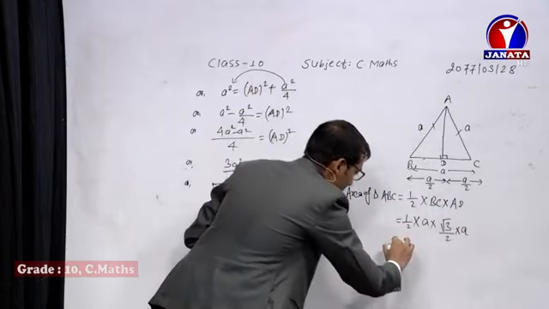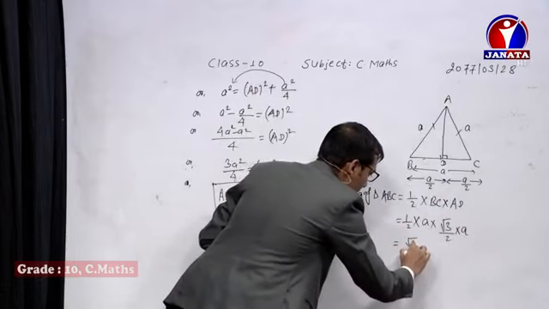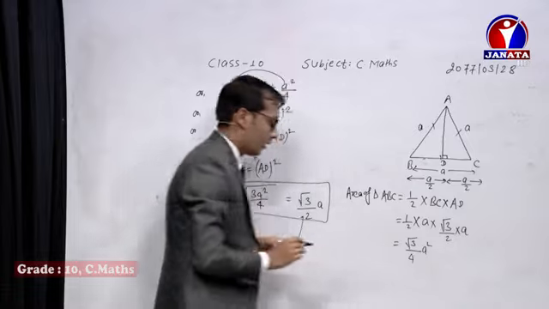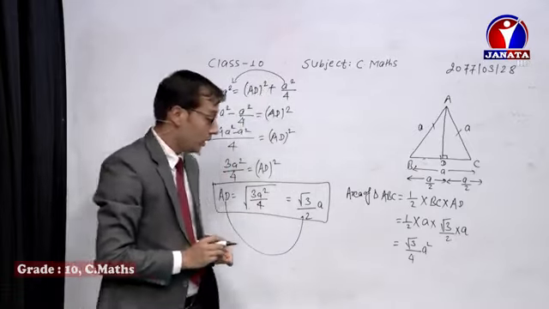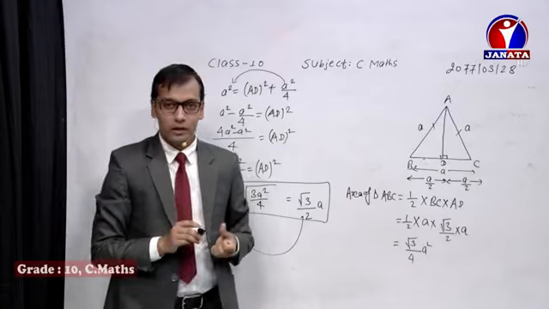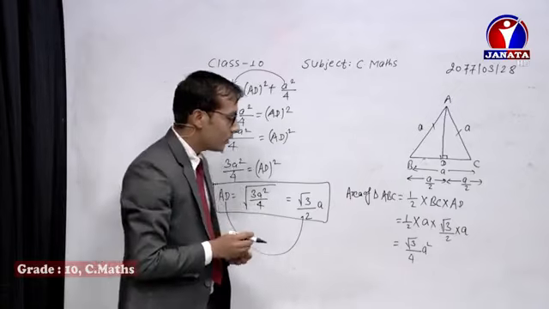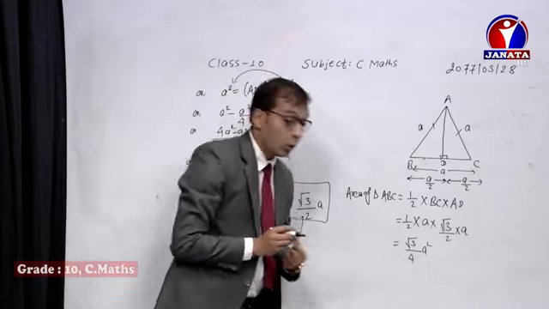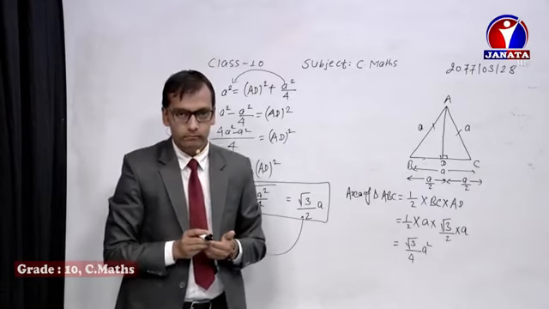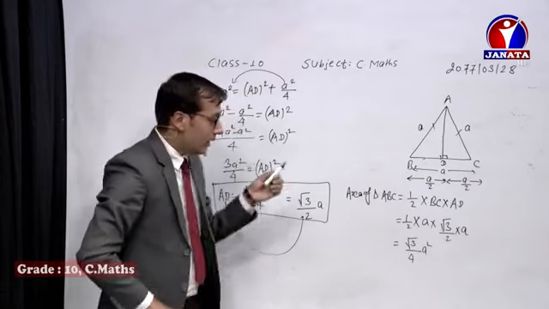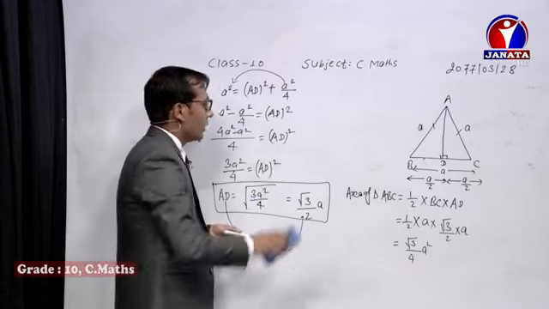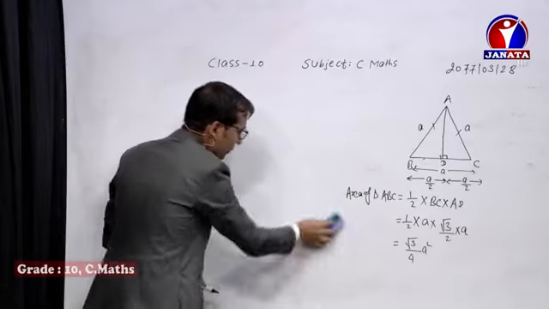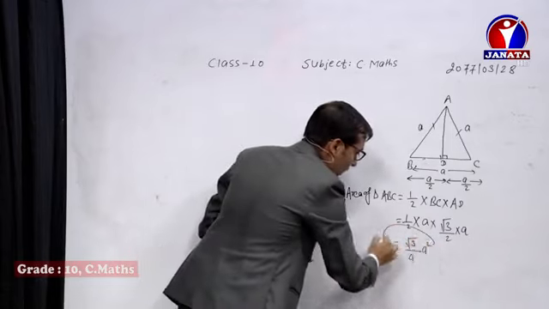So if we simplify this, we will get root 3 by 4 times A square. So the area of an equilateral triangle can be calculated using this formula: square root of 3 by 4 times side square. So we can take an example for this. Let's take one example and find the area of an equilateral triangle. This is the formula we use for an equilateral triangle.